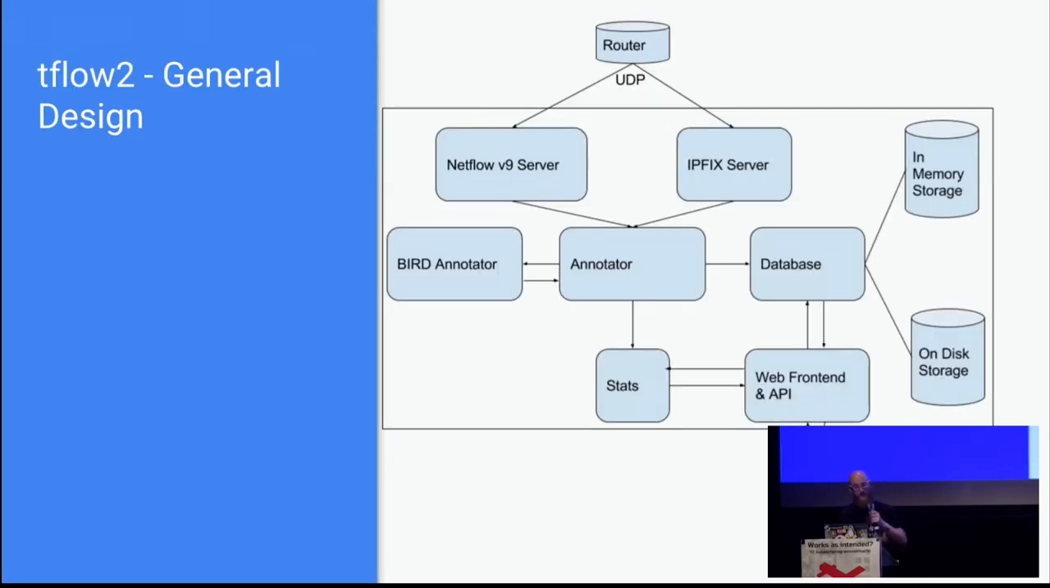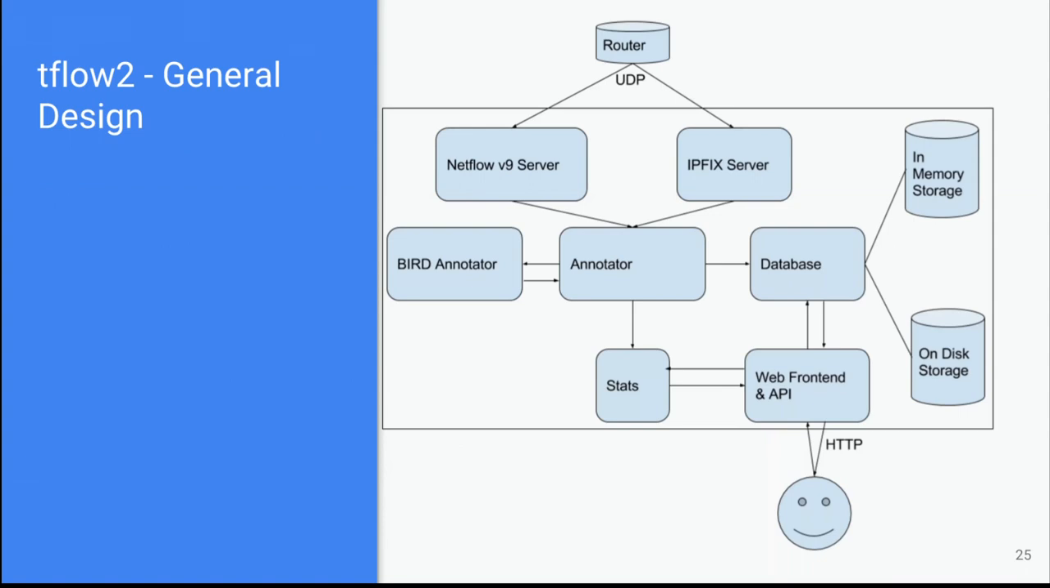So what does tflow2 actually look like? This is the general design. On the very top, you see the router that sends Netflow packets via UDP. And there's two modules running that are there to receive Netflow packets or IPFix packets. There's the Netflow version 9 server and the IPFix server. Well, guess what they do? Netflow version 9 takes care of Netflow version 9, and the IPFix one takes care of IPFix. So there's two open UDP sockets where they receive the data.